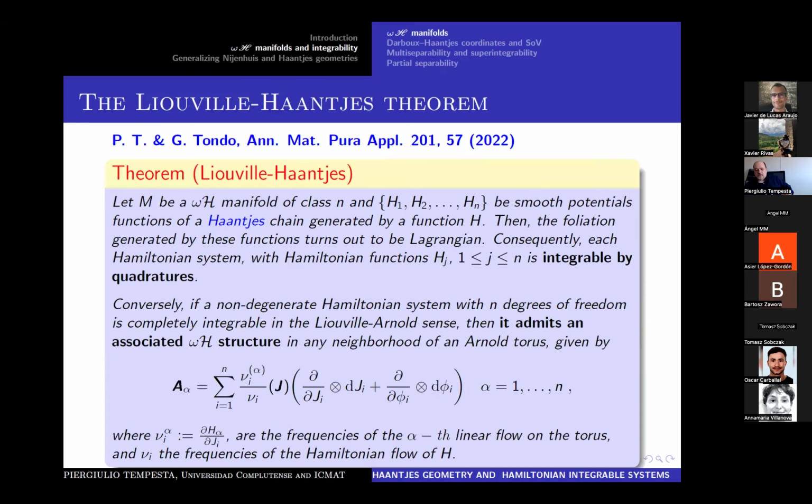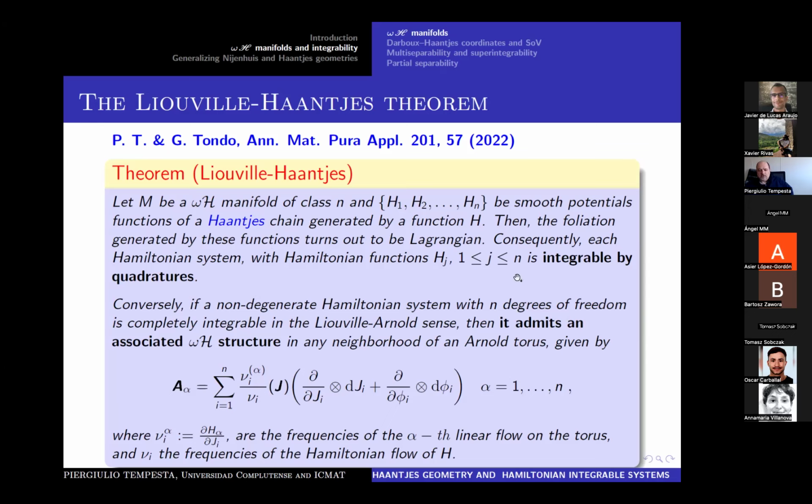And so why could this symplectic Haantjes structure be relevant? Because actually we can prove a couple of important theorems, important in the sense that they generalize the Liouville-Arnold integrability in this Haantjes sense. And the second theorem that we will see in a moment will be the generalization of the Jacobi theorem for the Hamilton-Jacobi equation.